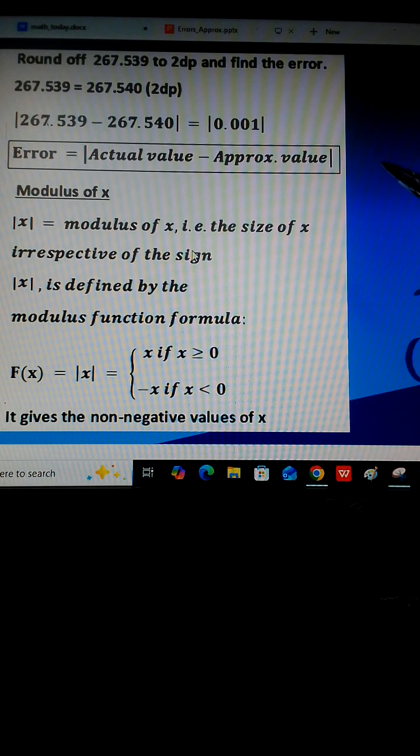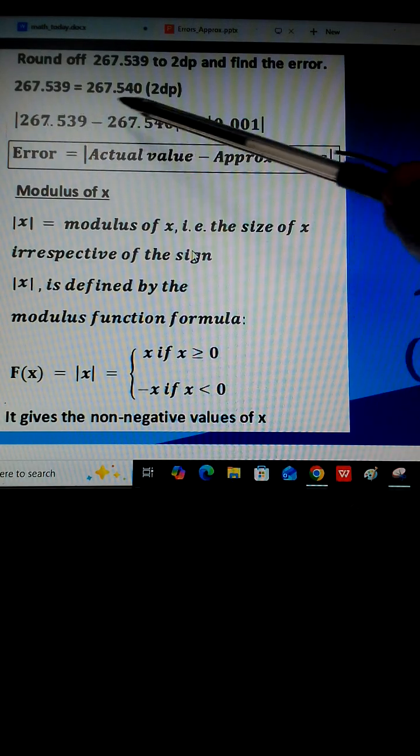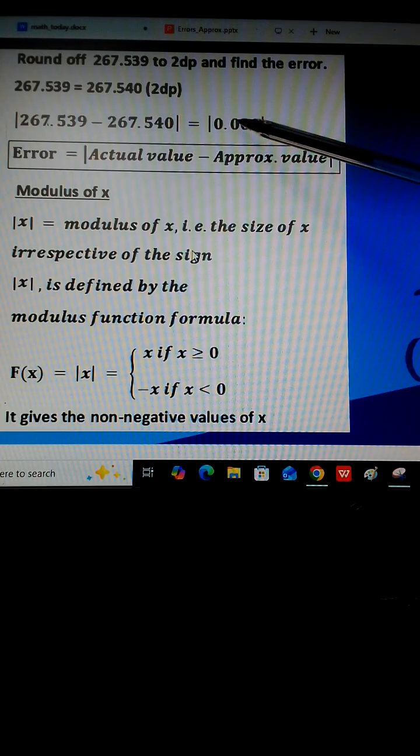When you get the difference between the two, we get 0.001. That is the error. But what are these? We find that this refers to the modulus of 0.001. Now, we realize that this number is smaller than this number, so we are going to get a negative value, but you don't see it here. We have taken only the positive value, which we call the modulus of 0.001.